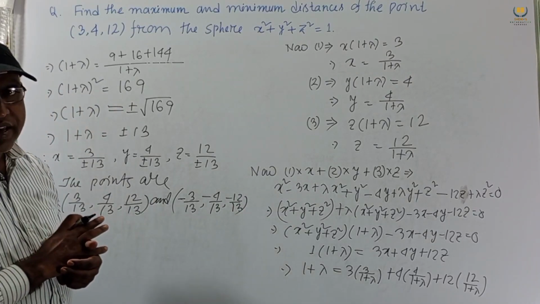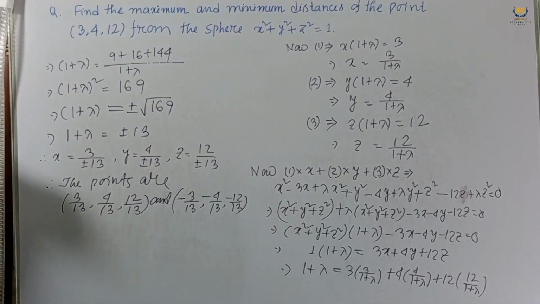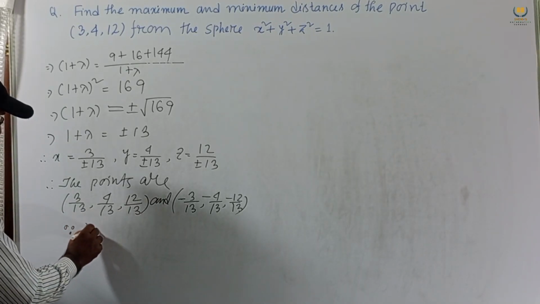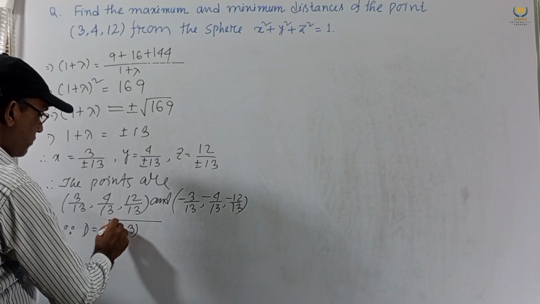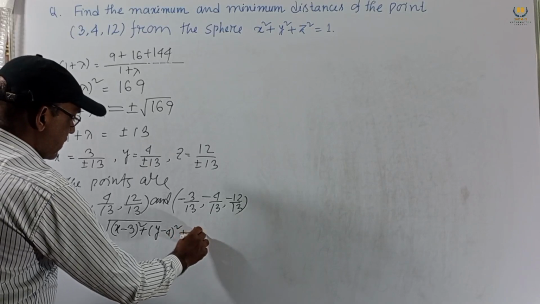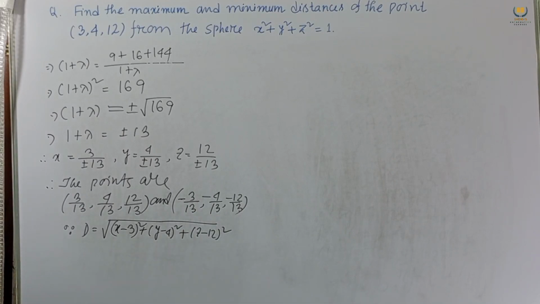Initially we considered the point x, y, z. Now we find the minimum distance and maximum distance. Since d equal to root over x minus 3 whole square, y minus 4 whole square, z minus 12 whole square. This is the distance of the point x, y, z to the point 3, 4, 12. This is the distance. Now we get this. Therefore, the minimum distance.